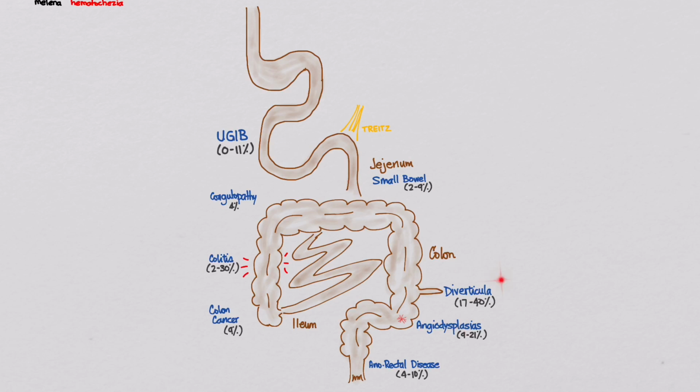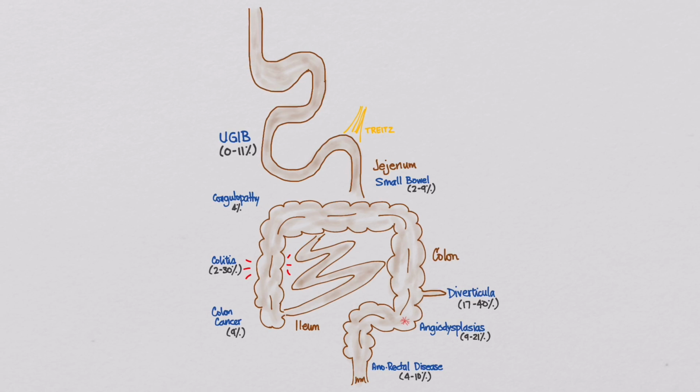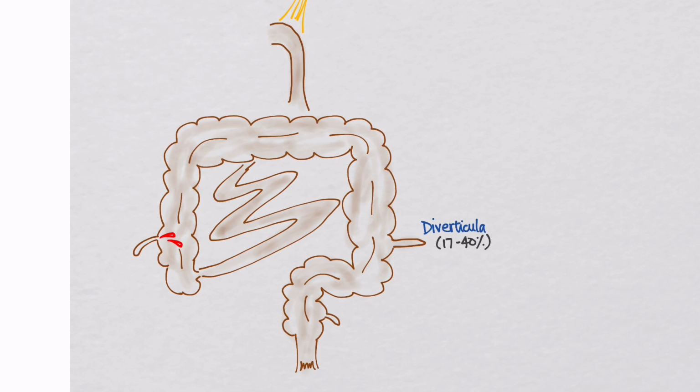Colitis, diverticular bleeding is a big cause. Angiodysplasias can cause it. Anal rectal diseases, that is things like hemorrhoids and fissures. You could also have it post procedural. If someone had a polyp that was removed, that could cause lower GI bleeding. Colon cancer you need to think of, and coagulopathy as well. So let's start talking about diverticular bleeds first.